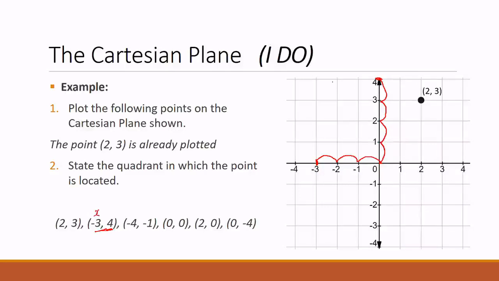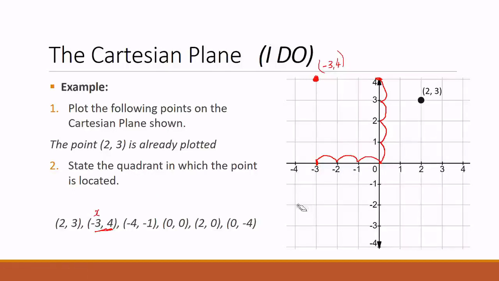So again, where these 2 lines intersect, that's where my coordinate's going to be. And what I would do is I would also write down the value of the coordinate, -3, 4, like that. So that's where -3, 4 is.